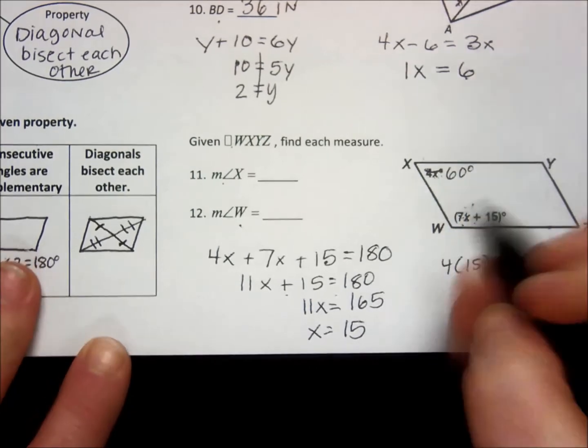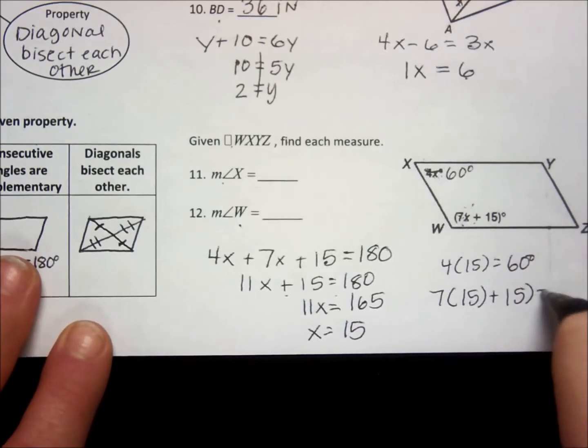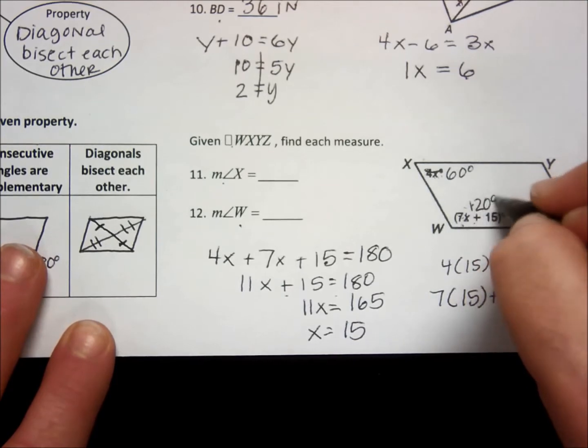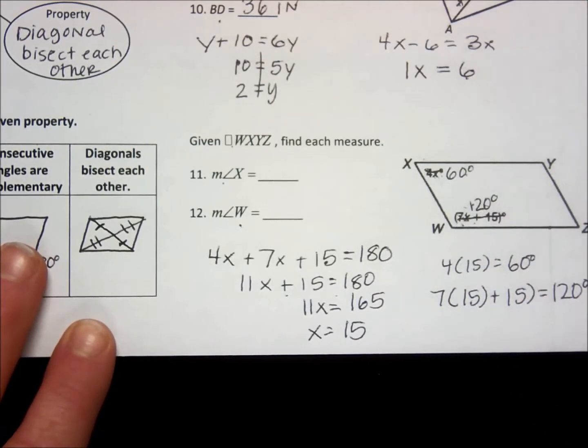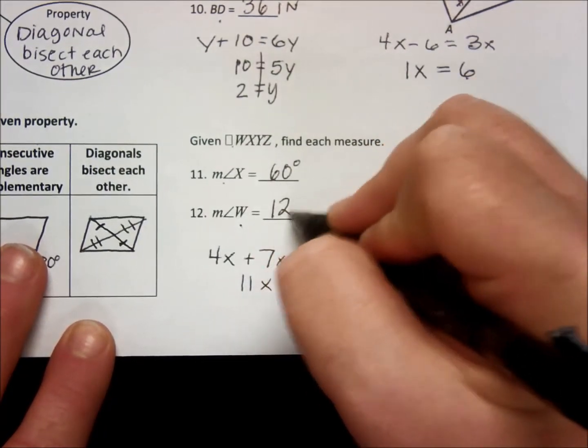And then I use it for the other equation. 7 times 15 plus 15 gives me 120 degrees. And 120 plus 60 equal 180. So now I have the right numbers. So x is 60 degrees and w is 120 degrees.